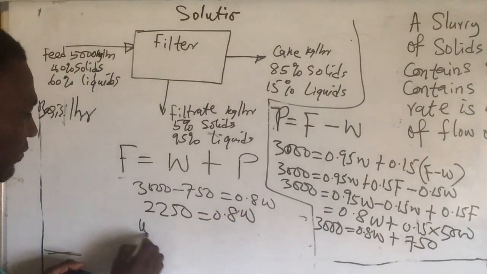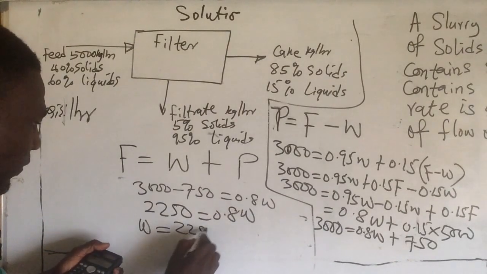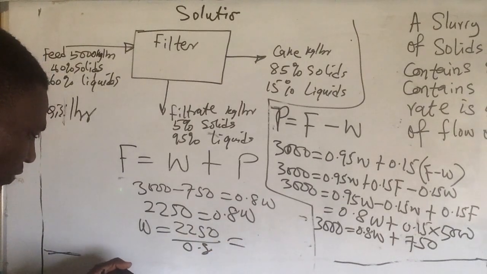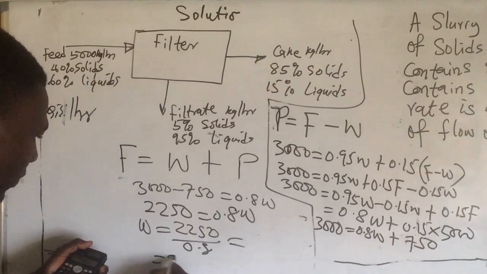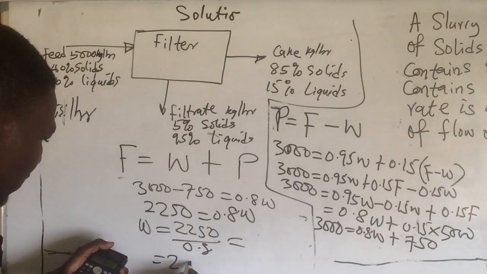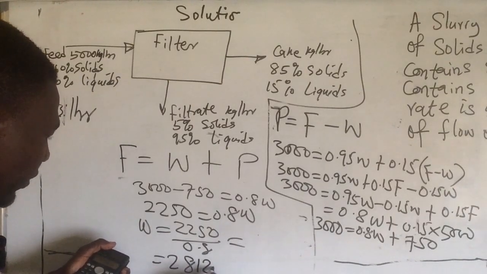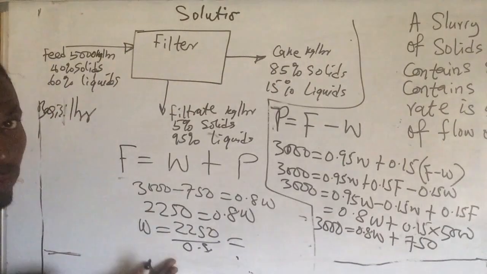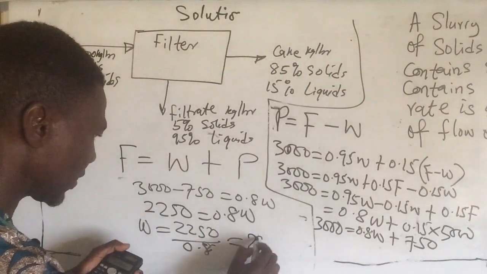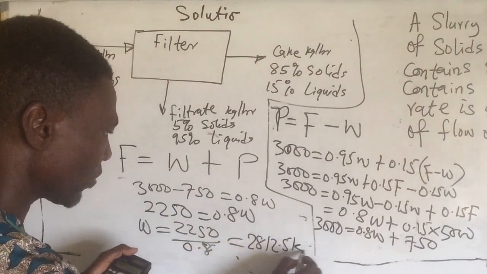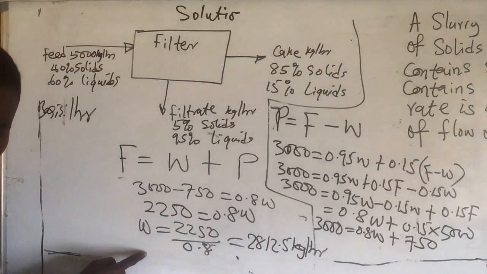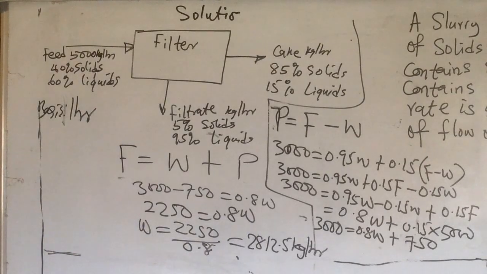0.8 W, making W subject of formula. Now we have W equals 2,250 all over 0.8. When you divide 2,250 by 0.8, you now have 2,812.5 kilogram. Let me write the way you will see it: 2,812.5 kilogram per hour for W. So you have gotten the value of W.